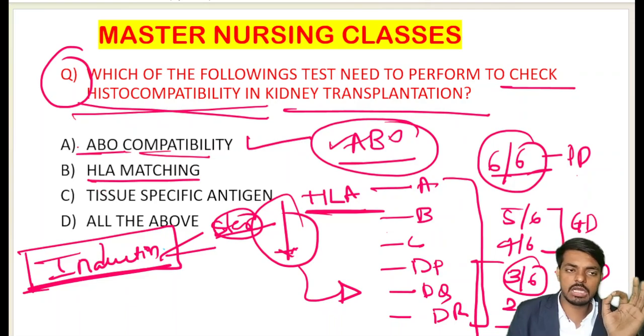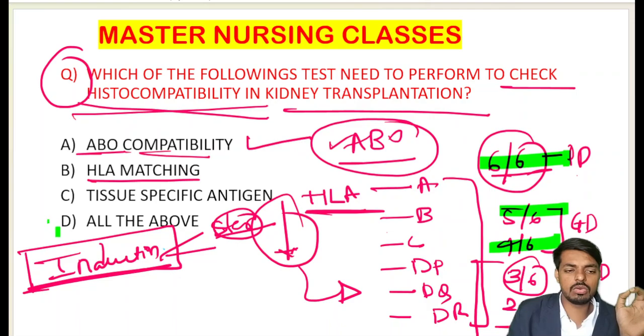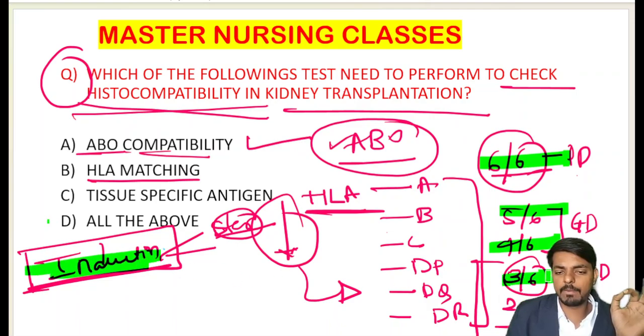Okay, HLA matching we are also doing. In case of perfect matching and good matching, there is no need of induction. Only in bad matching and minimum matching we need the induction, where we give steroids and monoclonal antibodies in order to suppress the person's autoantibodies and immunity.